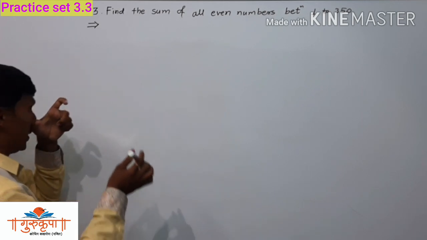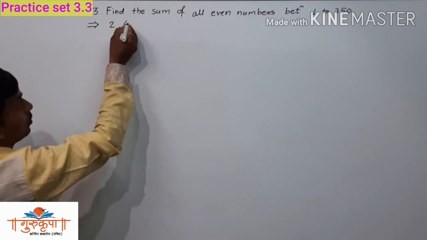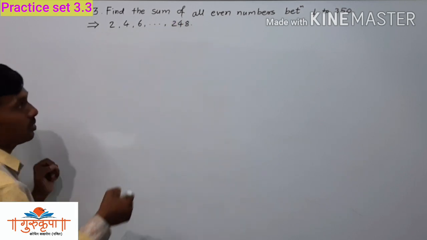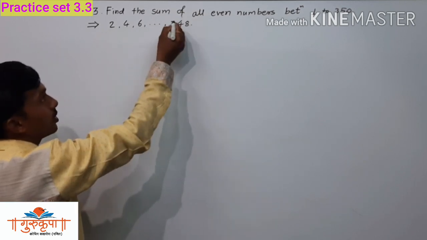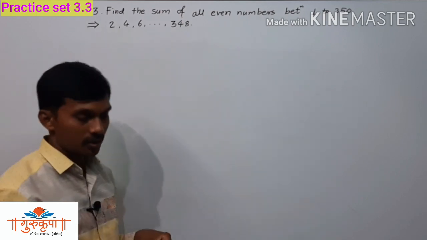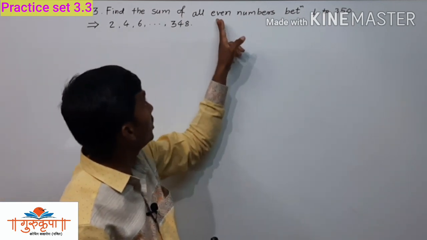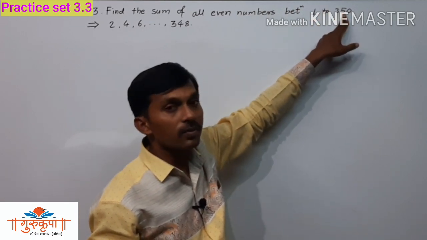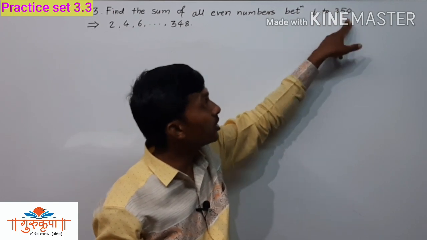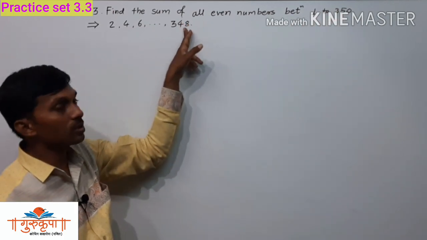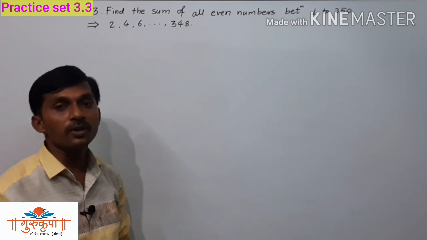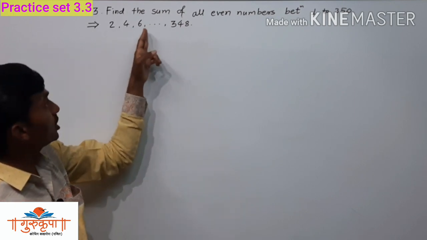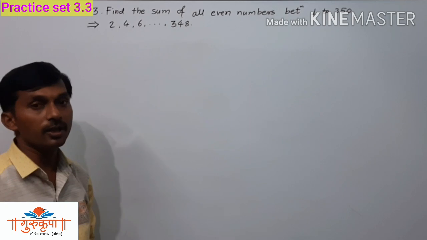So the AP we have is 2, 4, 6, dash dash dash, 348. We cannot include 350, since we have to get the even numbers between these two. Since it is an even number, but we have to calculate the numbers between 1 and 350, so we cannot write 350 here. So we have to write the number before 350 which is even, that is 348. Now here the AP is 2, 4, 6 up to dash dash dash 348.